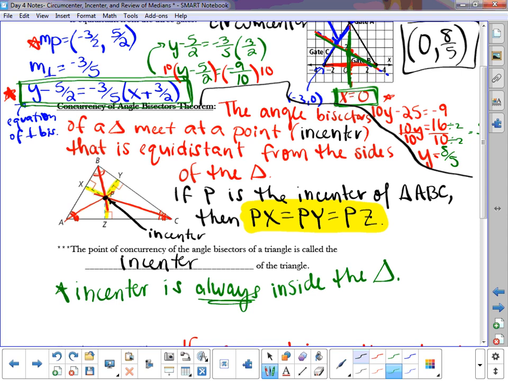And that's pretty nice because it's called the incenter, it's inside the triangle. And if we think about it, since it's based upon my angle bisectors, those will always be inside the triangle. The intersection will always be inside as well. So regardless of whether it's acute, right, or obtuse, it will be inside.